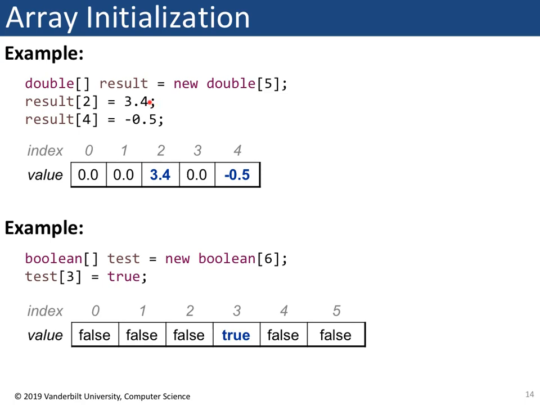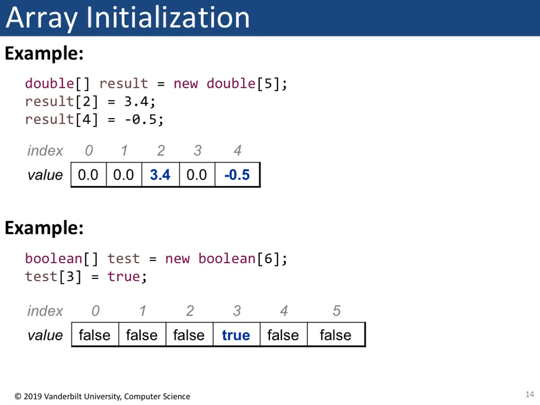Then when we execute the assignment result element 2 equals 3.4, we store the value, we assign the value 3.4 to element 2 in the result array. In the next statement, when we assign the value negative 0.5 to element 4 in the result array, we change the value in the array in element 4 to negative 0.5. So we can read from this array and we can write to this array. It's not like a string where it doesn't change. This is not an immutable object. So we are able to change what is stored in each of these locations and read the value that is stored in each of these locations.